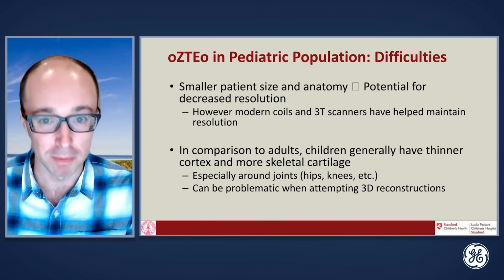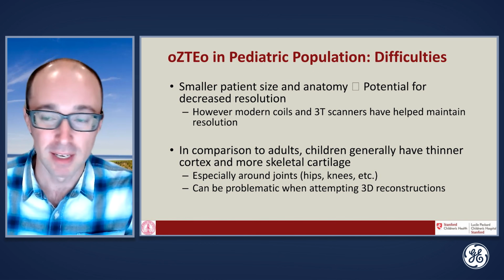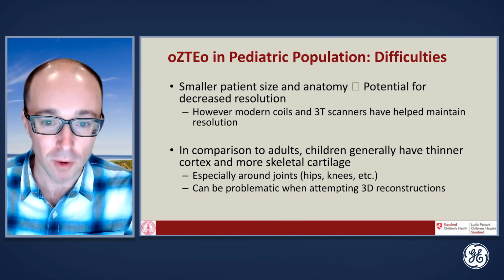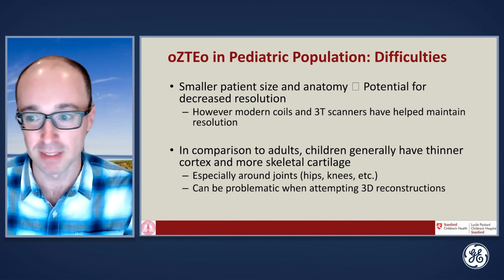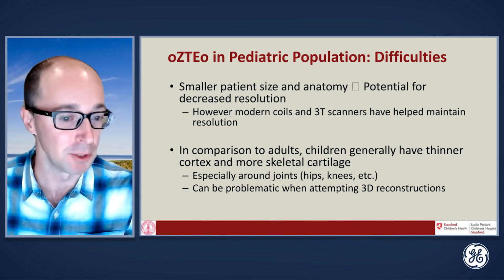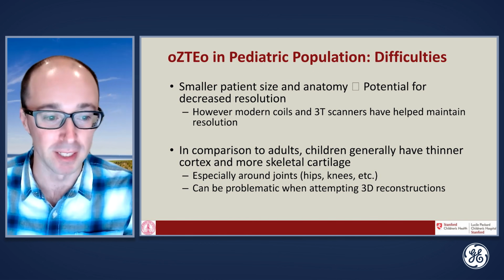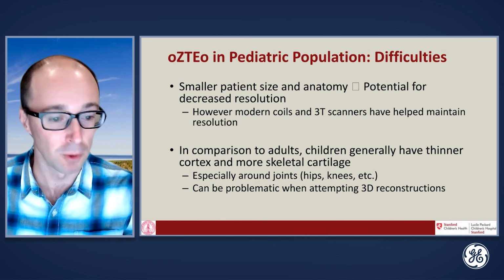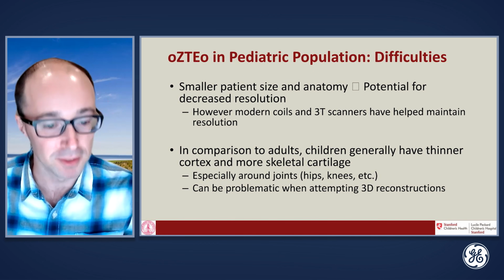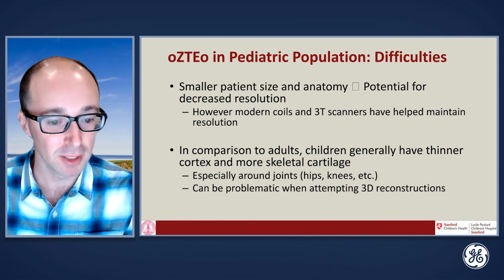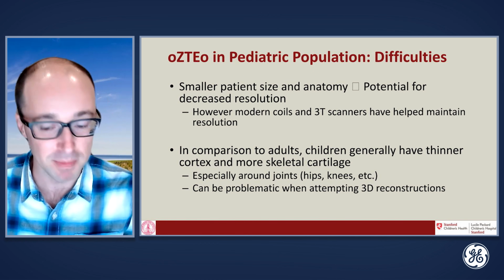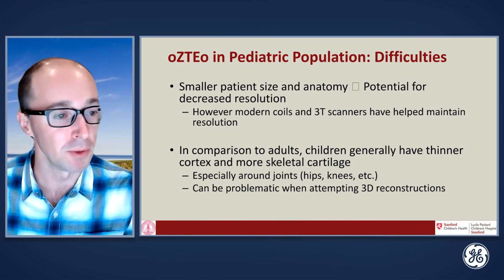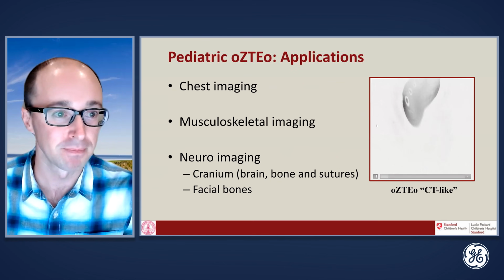Well, they're smaller people and they have smaller anatomy, and so this has the potential for decreased resolution. However, with modern coils and 3T scanners, this has helped stave off the resolution issues to a degree. Also, in comparison to adults, children generally have thinner cortex and more skeletal cartilage. This is especially true around joints such as the hips and knees, and this can be problematic when attempting to do 3D reconstructions.